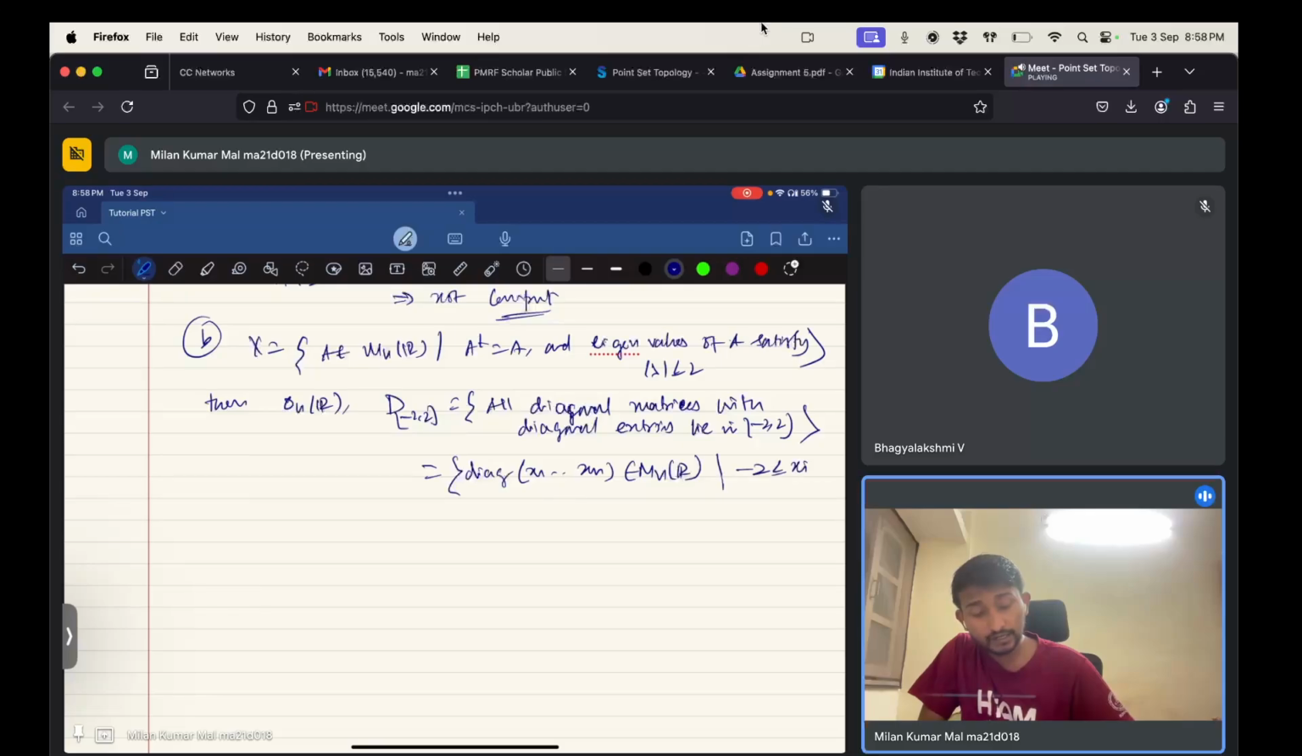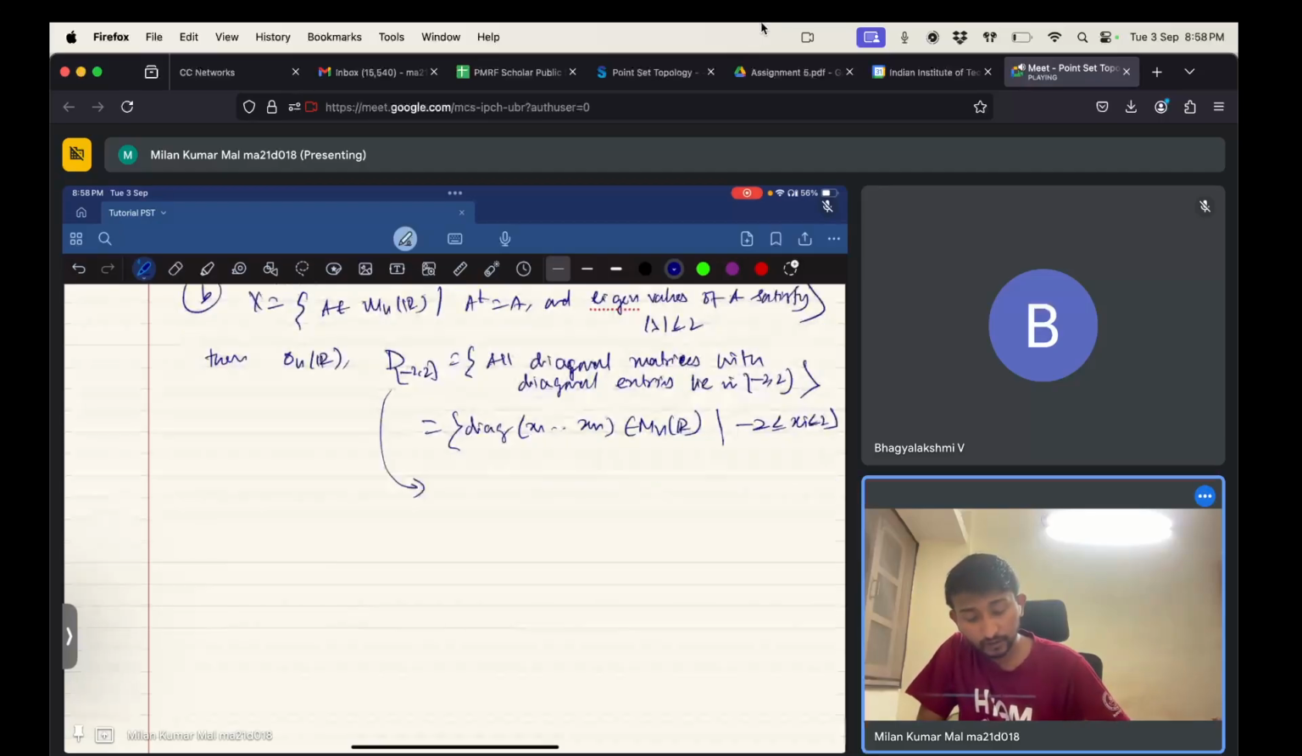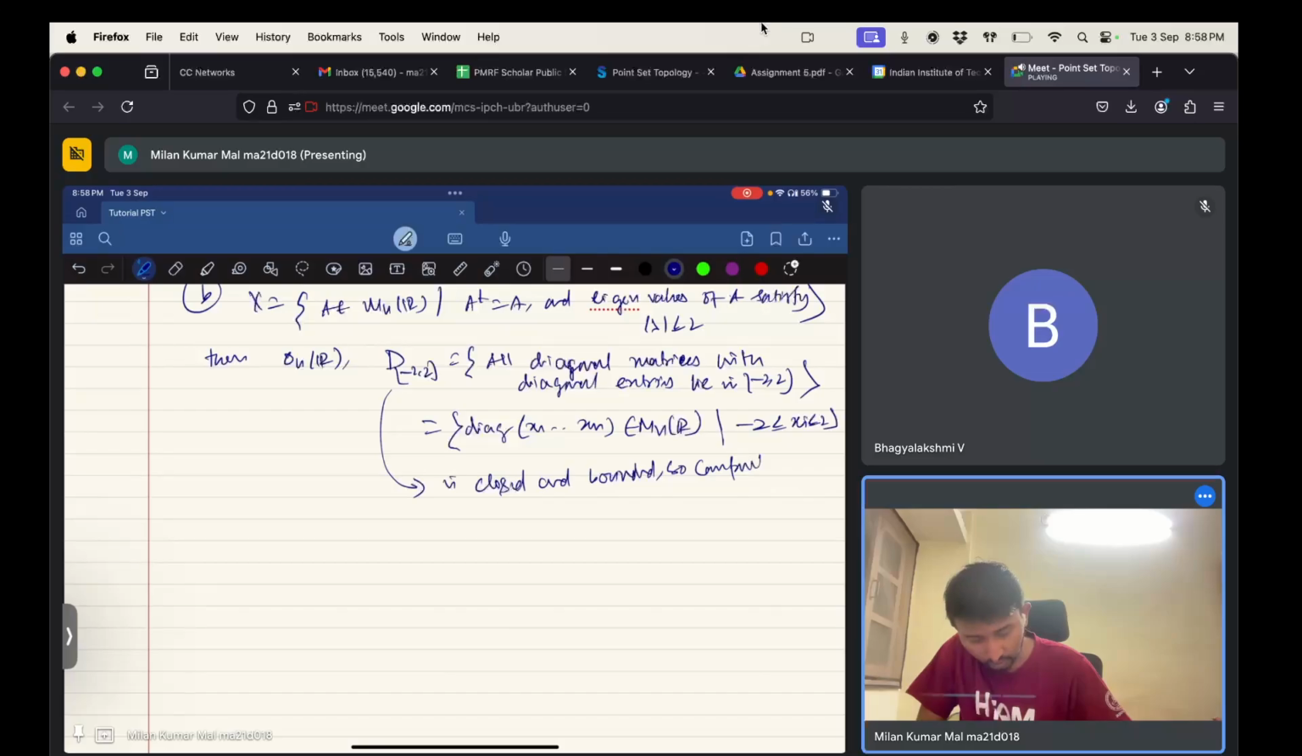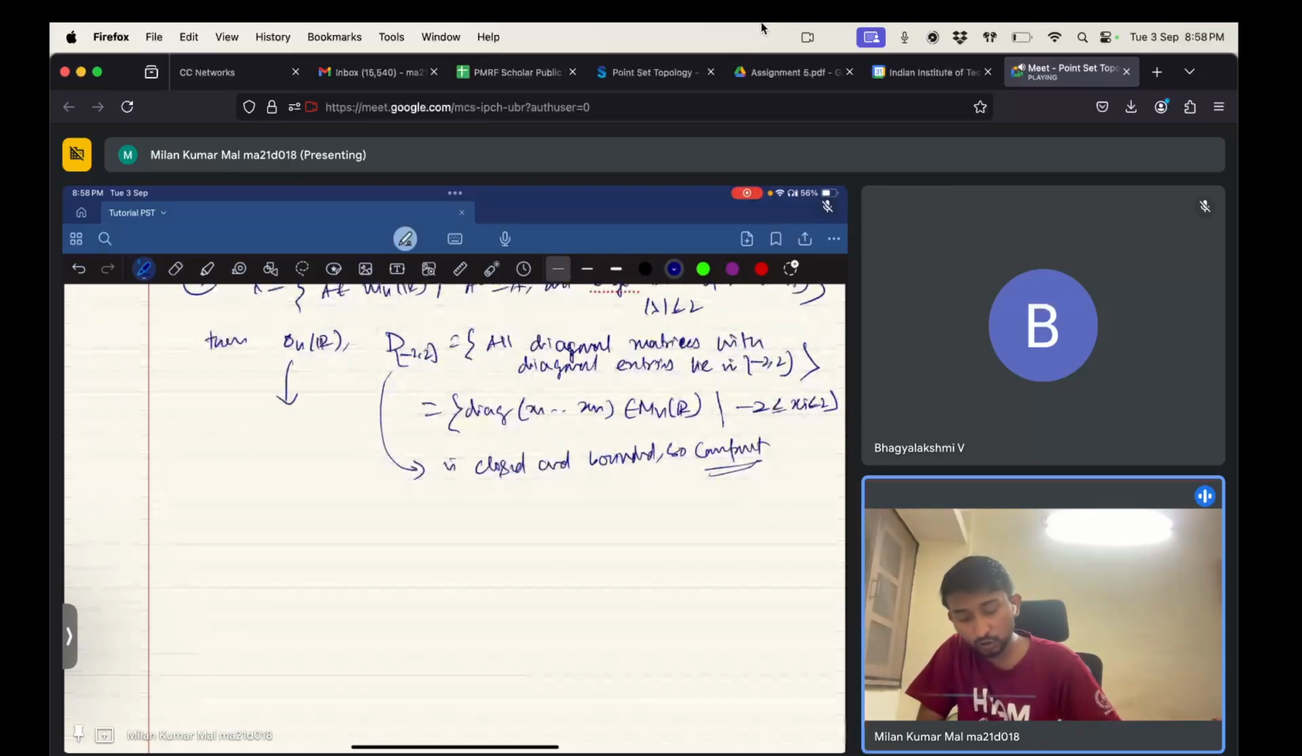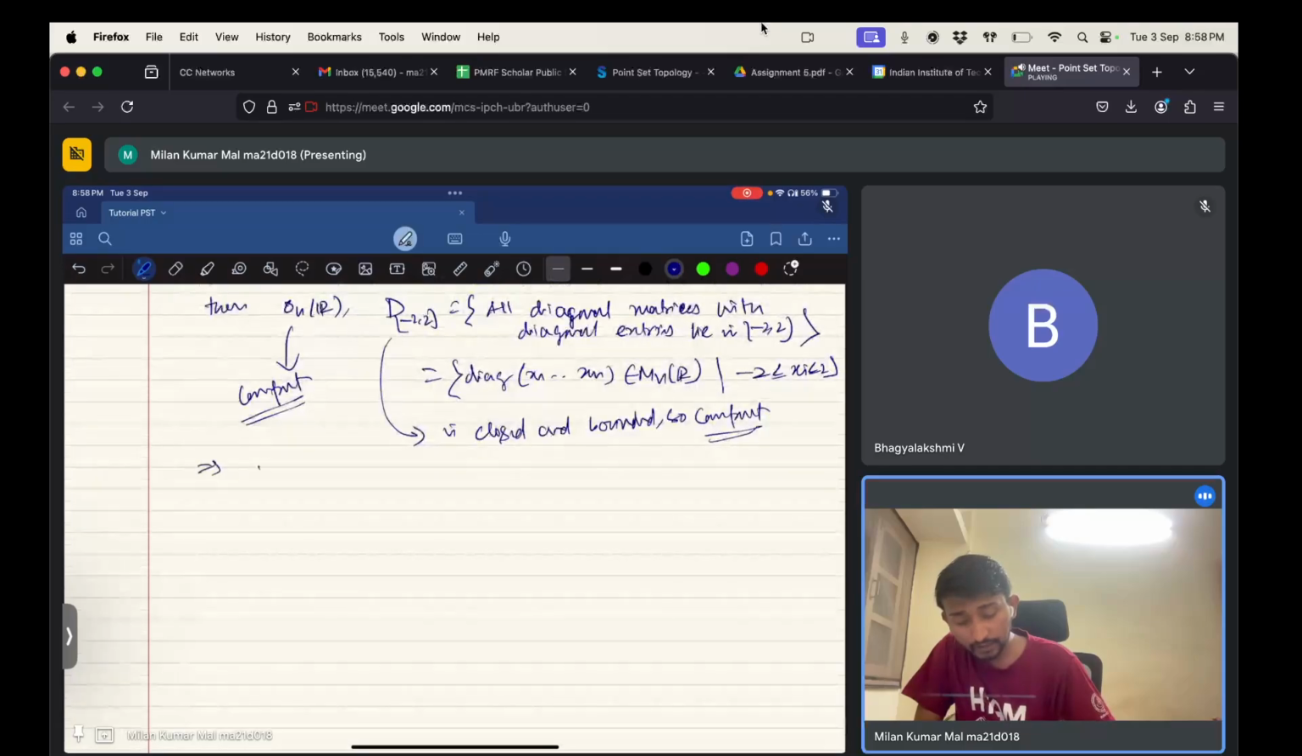So you can take that this set is closed and bounded, so this is compact. And this is also compact, as we have seen earlier, since it is closed and bounded. So that means X equal to O_n(R) with this particular product is compact, with the product topology.